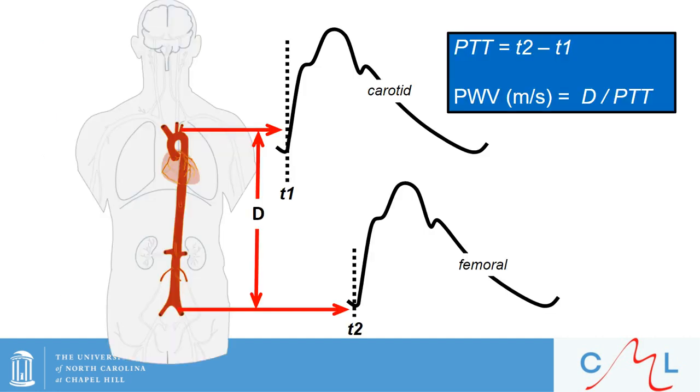So this cartoon depicts pulse wave velocity. In particular, we are depicting carotid to femoral pulse wave velocity. To make this measurement, we will measure the pulse wave at the carotid and femoral arteries, and then we will measure the pulse transit time, which is the time between the foot of the carotid wave to the foot of the femoral wave. And then we calculate the velocity as the distance between these sites divided by the pulse transit time.